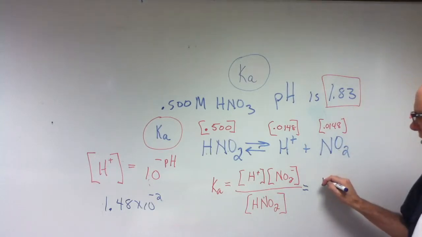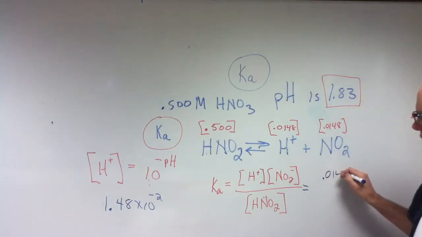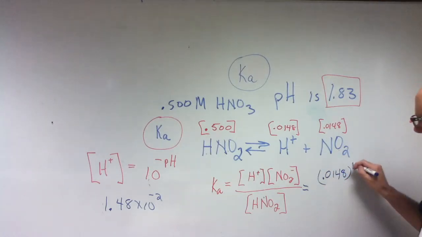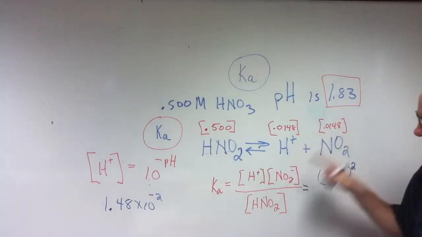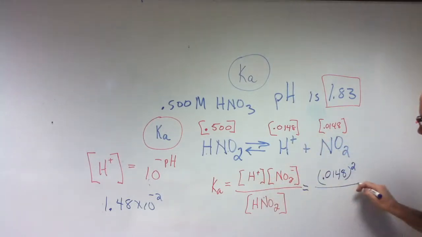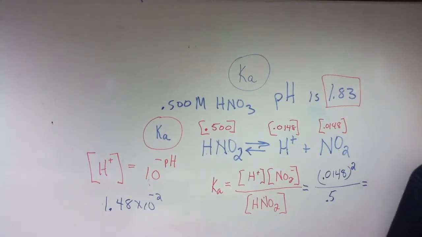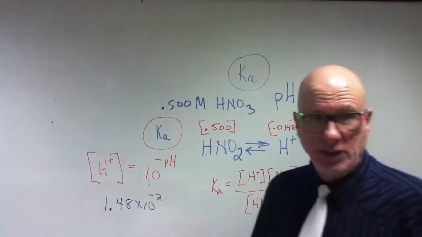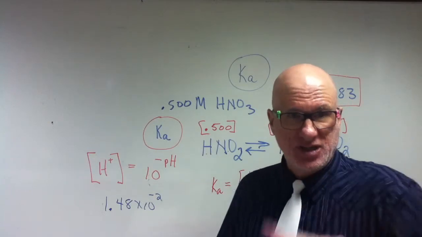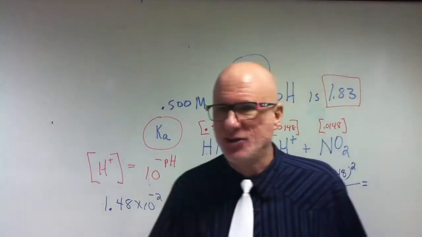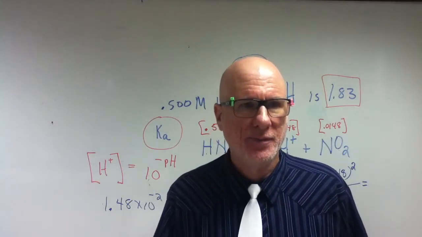So I would say 0.0148. Remember, I'm doing this mathematically, right? Isn't that squared? Because it's this times this, right? Divided by 0.5. What does that equal? And then we're going to do it the long way after you leave, and you're going to look at the film to see. Because the long way is a quadratic equation. It's annoying.